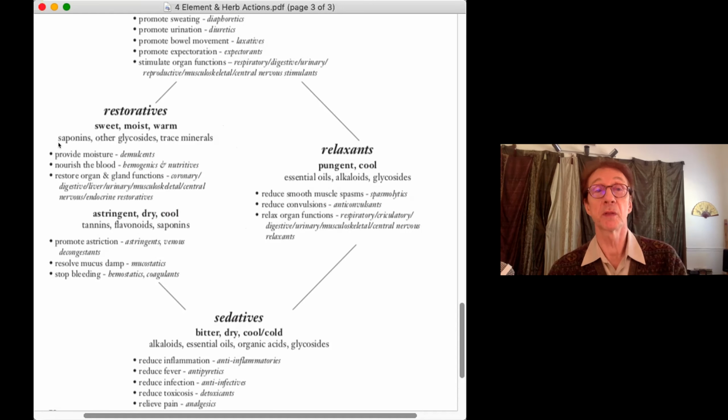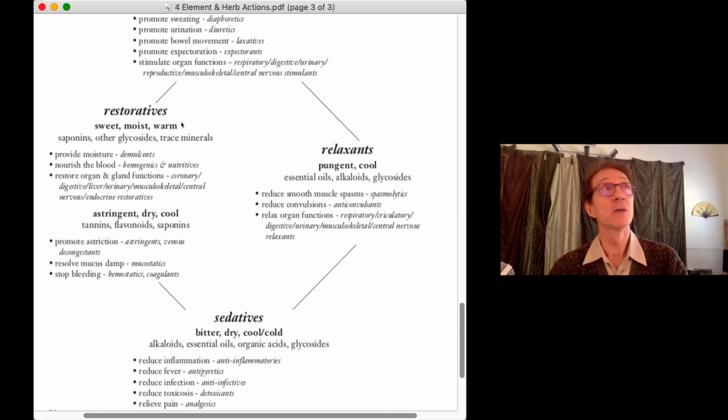Restoratives. They tend to be sweet, moist, and warm. There are two types of restoratives. The first is sweet, moist, warm, and contains saponins, glycosides, and trace minerals. For example, all the ginsengs are sweet, moist, warm restoratives. Also suma root from South America, right? Are you familiar with suma? A beautiful, wonderful, deeply restoring and nourishing, nutritive herb.